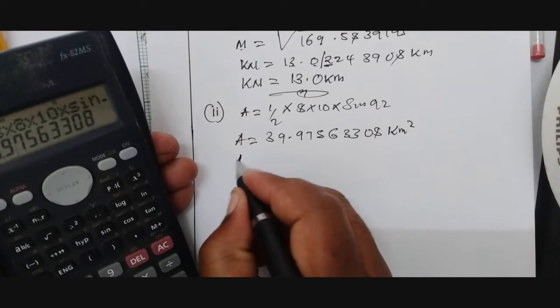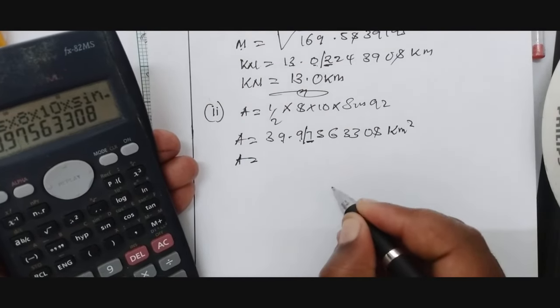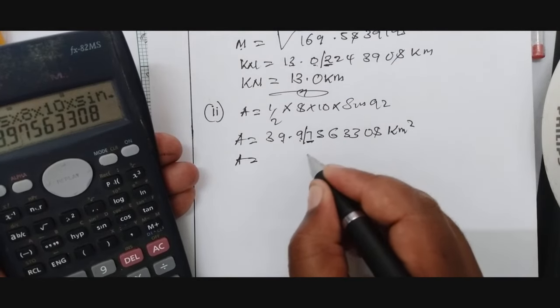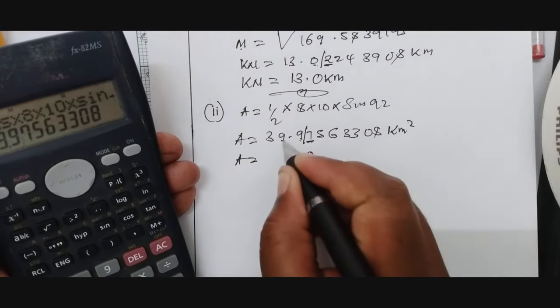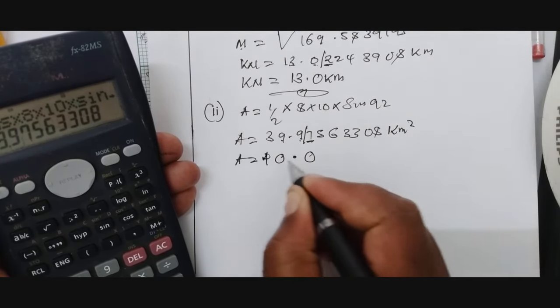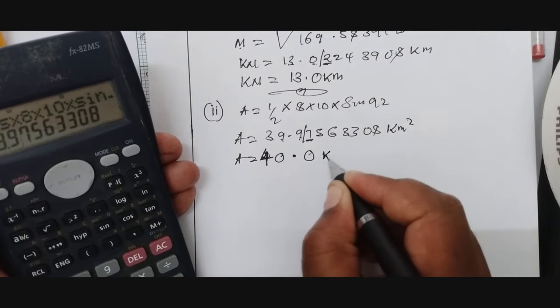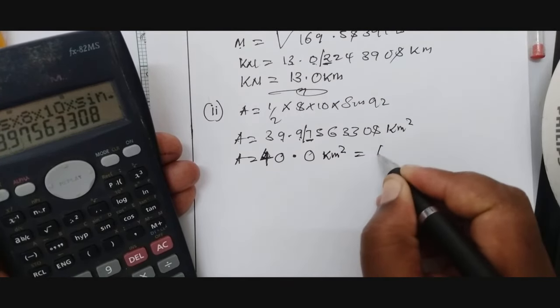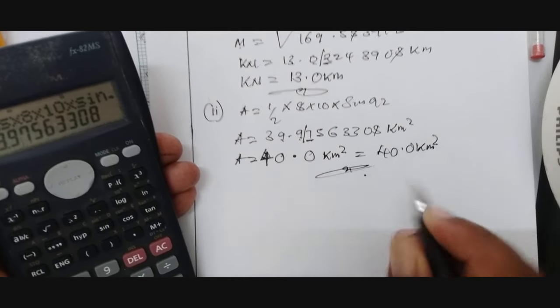So our area will be 1, 2, 3. You cut here and consider this one as what? 1. 1 plus 9, 10. 0, you take 1, you put a point. 1 plus 9, 10. 0, you take 1. 1 plus 3, 4. So the answer is 40.0 square kilometers. All right, 40.0 square kilometers is our answer.